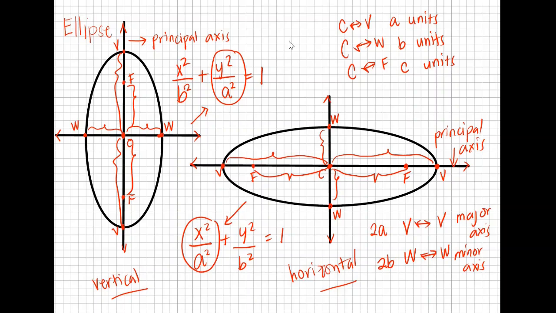Another property that we have to remember is that A units is always greater than B units. Or the distance from the center to vertex is always greater than the distance from the center to co-vertex. So we have the following formula. C squared is A squared minus B squared.